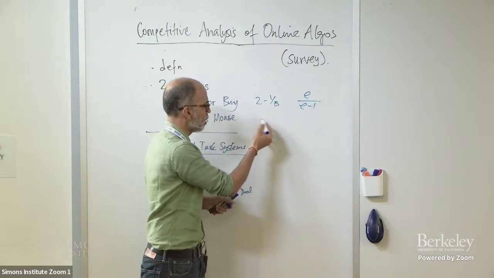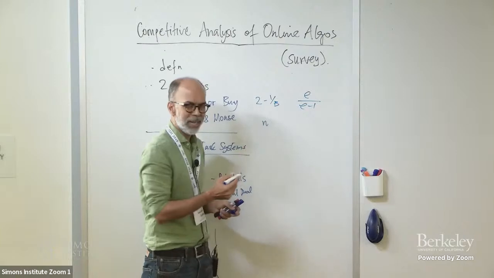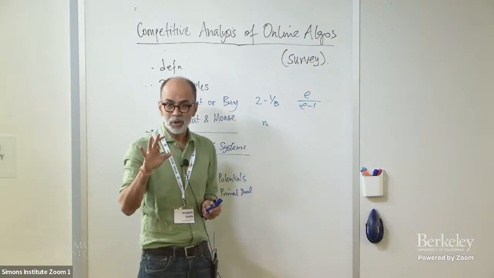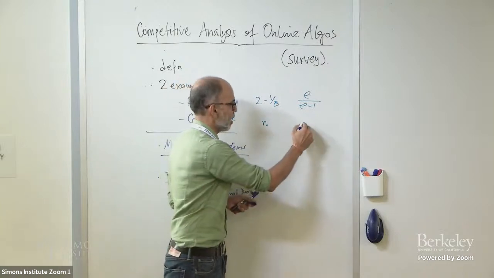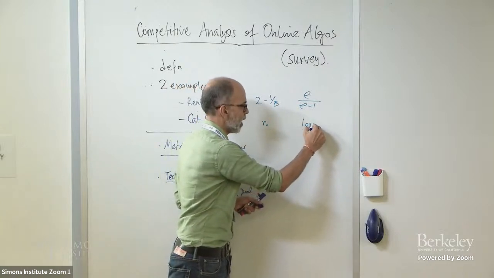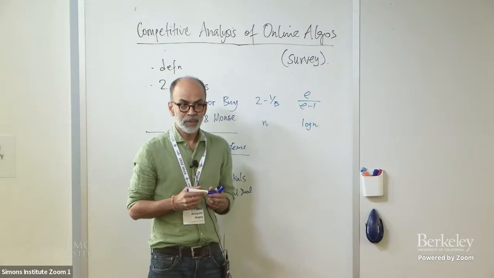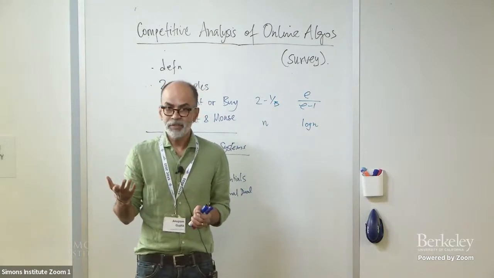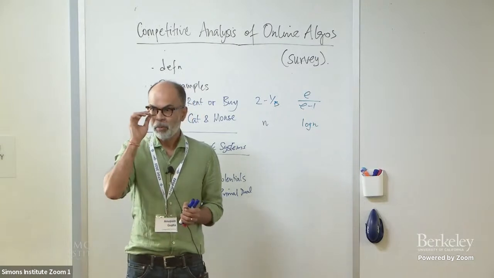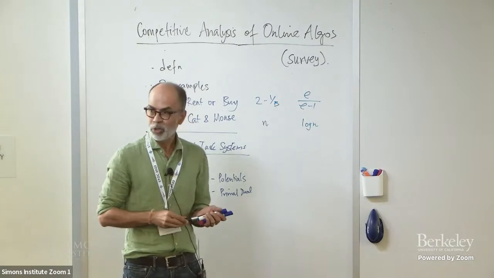For cat and mouse, we saw deterministic algorithms that were n comparative. We didn't see lower bounds, but maybe I can talk about it some other time. And we saw randomized algorithms that were log n comparative. And you might be wondering, cat and mouse is a very cute game, but where does this fit in, right? What's the big picture? What are we supposed to take away from that?